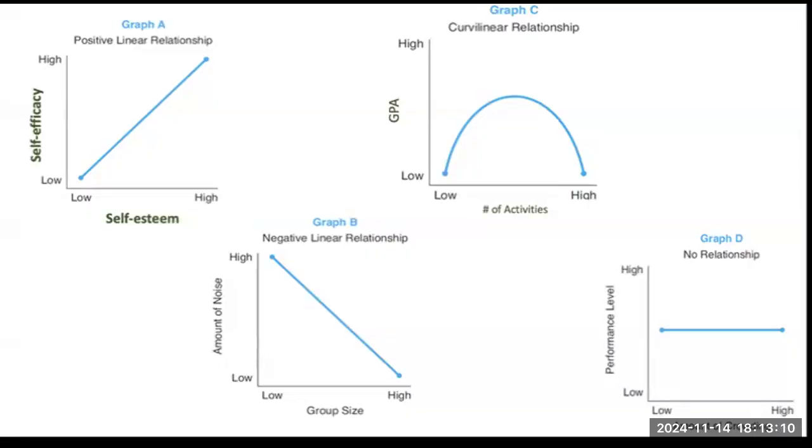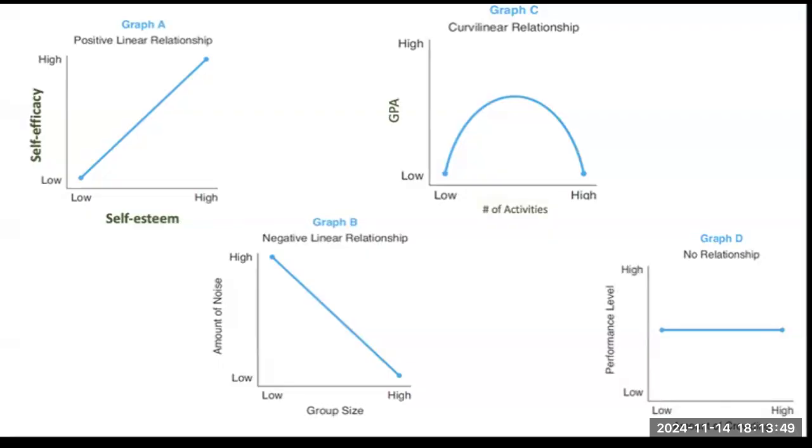On the x-axis is group size, on the y-axis is amount of noise. And what this is showing is that as the group size goes from low to high, you'll see the value of the noise actually decreases. So that's a negative linear relationship, when the values are moving in opposite directions. It shows that in the beginning, group size is small and the amount of noise is high.